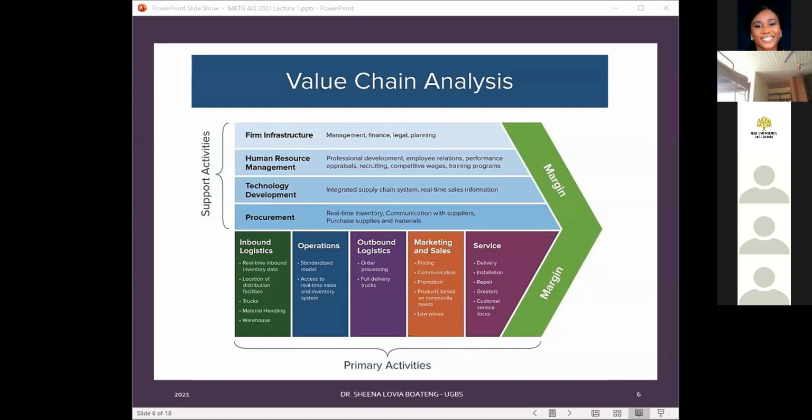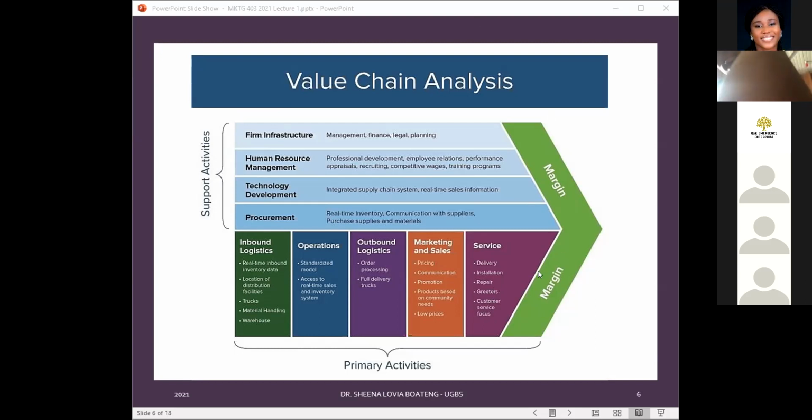We can also talk about the process of procurement, where we are looking at real-time inventory management, communication with our suppliers, purchasing of supplies and materials, as well as technology development, which in itself has the word technology in it, which tells us that all of these processes can harness technology in one way or another to help us to achieve good profit. So the profit here in this diagram is represented by this green arrow that says margin.